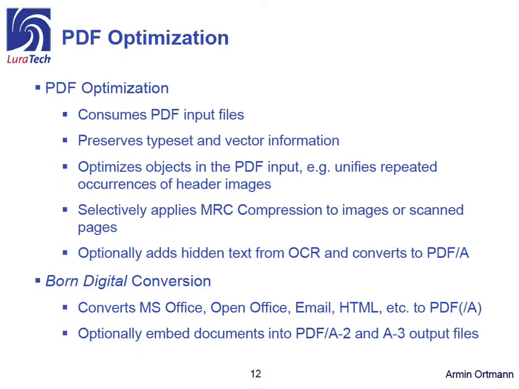It preserves the typeset and vector information, but it optimizes certain objects. So for example, if you have a header image and your PDF output software is bold enough to just put the header image in once for every page, we could identify that and optimize it, and it would run MRC compression on individual scanned pages. So if really the entire content of one PDF page is just a scanned image, we would do what we regularly do with bitmap input, i.e. run MRC compression and possibly add OCR information to that page.